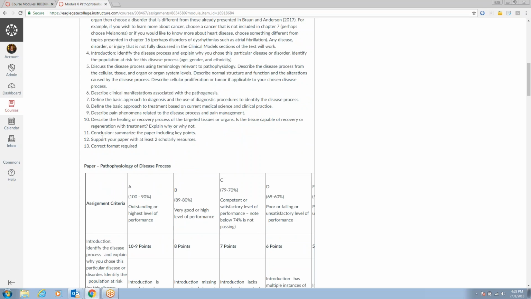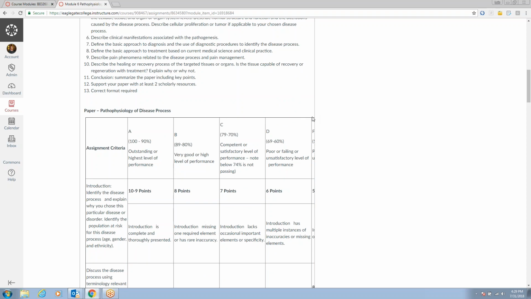And then the last subheading would be conclusion. And in your conclusion, just summarize the key points that you made in the paper. It doesn't have to be a long thing, maybe a paragraph, just your summary. And then you're going to have supported your paper with at least 2 scholarly resources. You might have more. Make sure they are scholarly. You've been through 125, so you know what you can and cannot use. And then, of course, correct format. For nurses, it's going to be APA 6th edition. If you're in the physical therapy assistant program, you'll use American Medical, so AMA.